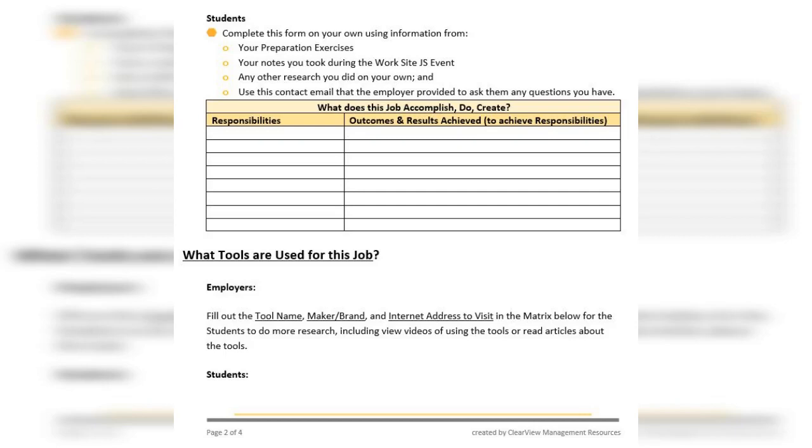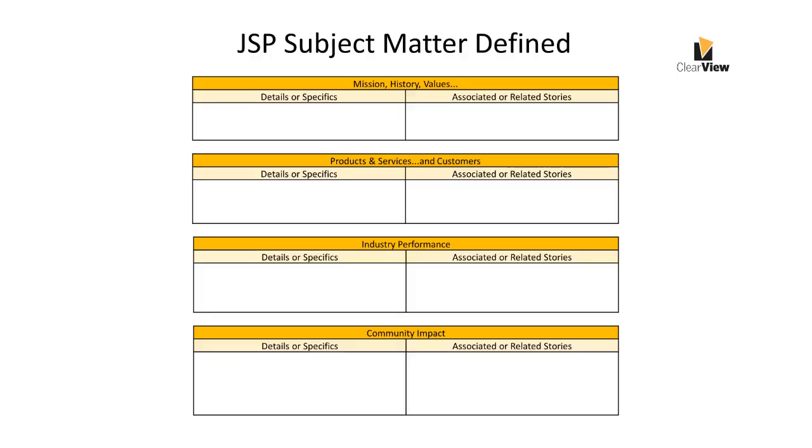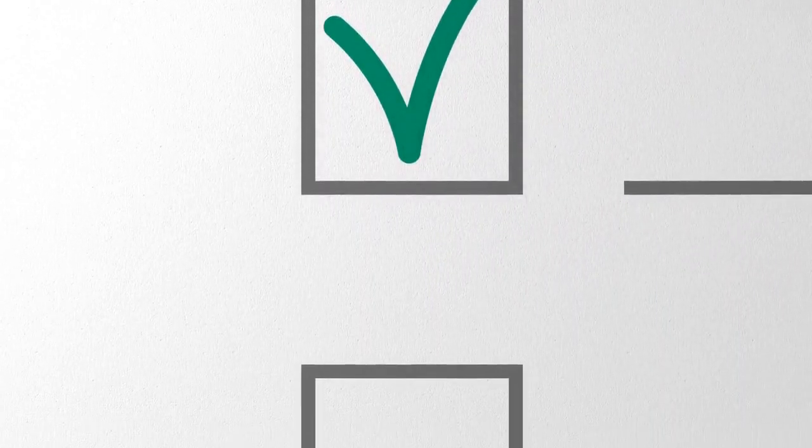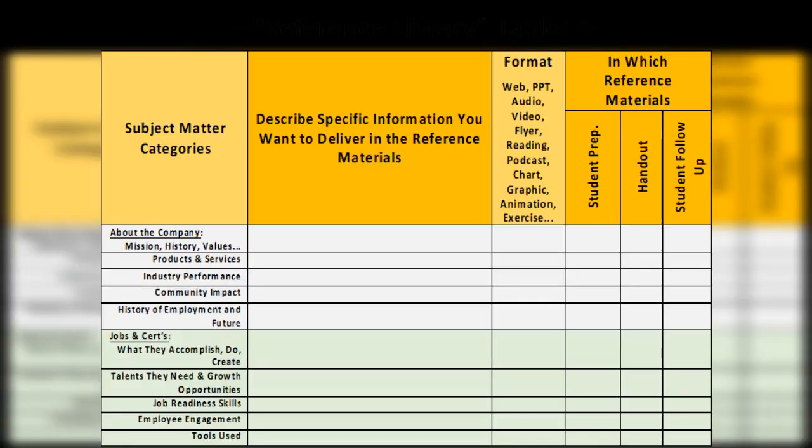Review your student follow-up sheet. Evaluate what subject matter the exercises illustrate or would illustrate. Compare to your details and specifics to cover. The ones that the exercises cover, check them off and put an RLT, in green, beside them. Then enter the specific info you want to deliver into the second column of the RLT in the appropriate row, based on the subject matter category, and put a check mark in the student prep column of the same row.